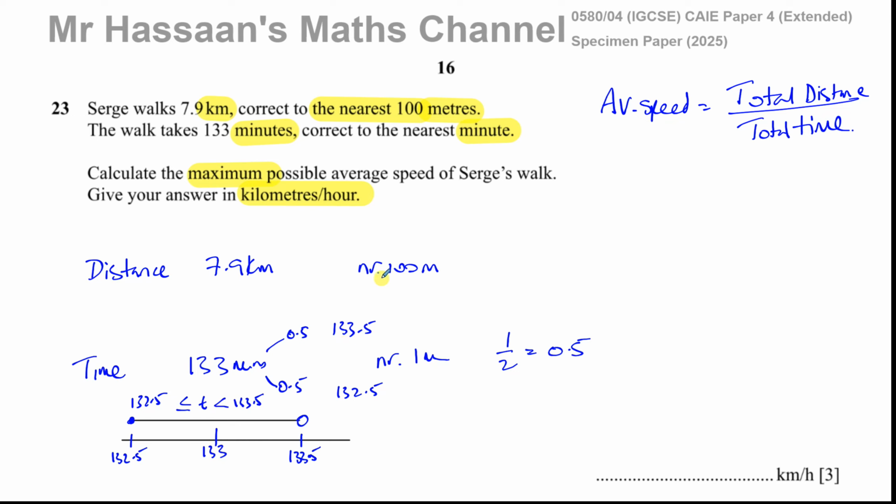Now for the distance, it says to the nearest 100 meters. When you have different units like this, especially because we have to give an answer in kilometers per hour, we're going to give the answers in terms of kilometers. So the first thing I'm going to do is change this to kilometers. 100 meters divided by 1,000 is 0.1 kilometers.